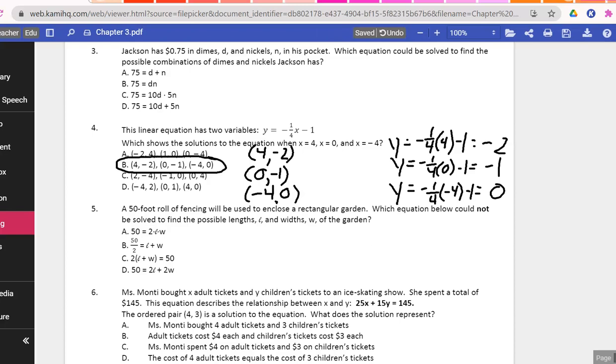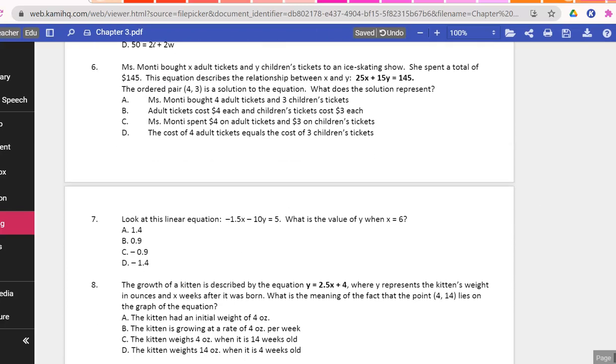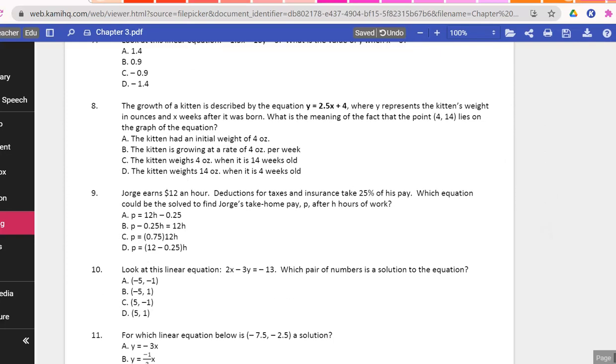We are going next to number 8. So number 8 tells you that the growth of a kitten is described by the equation y = 2.5x + 4, where y represents the kitten's weight in ounces and x represents the weeks after it was born. So y is the weight, x is weeks. What's the meaning of the fact that the point (4, 14) lies on the graph of the equation? So remember, x is weeks, y is weight. So this tells you 4 weeks and 14 ounces. Now you just have to look for the answer choice that is telling you when the kitten was 4 weeks old, it weighed 14 ounces.